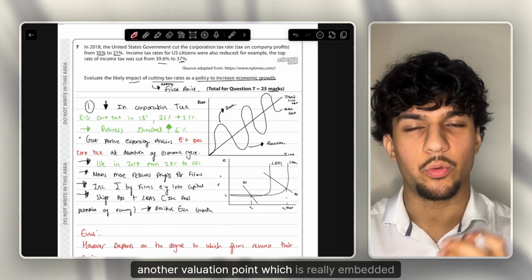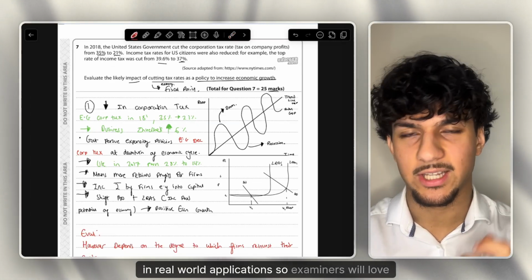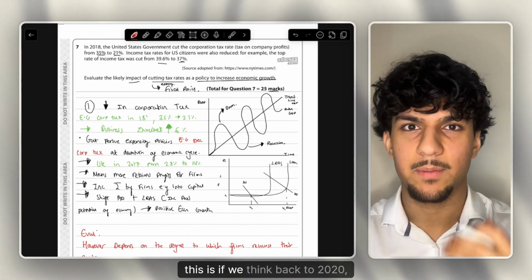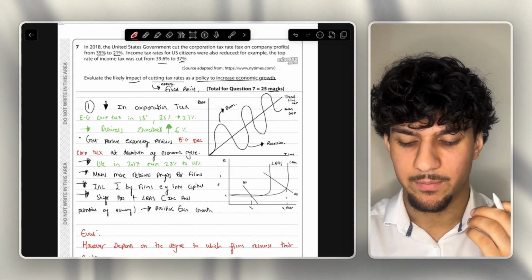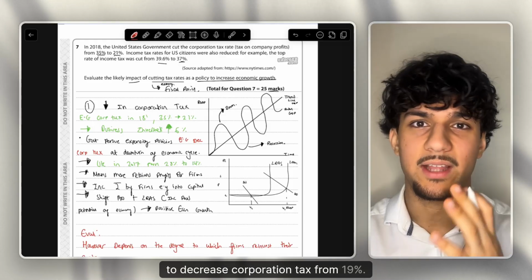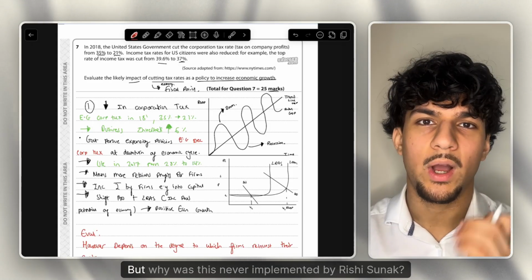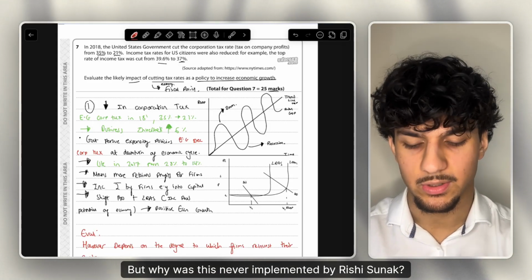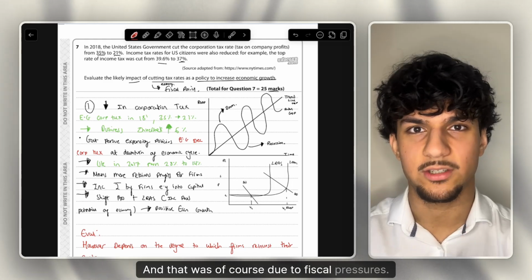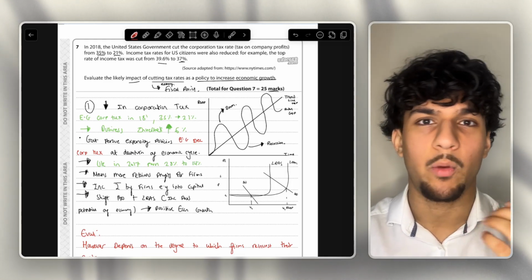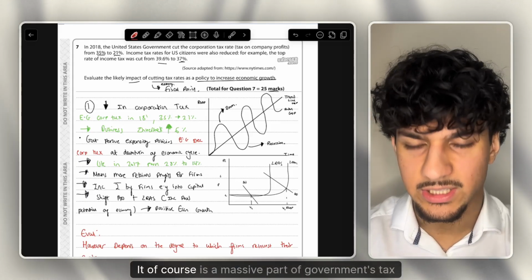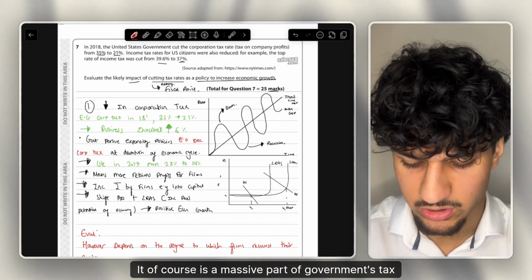Another evaluation point, which is really embedded in real world applications, so examiners will love this, is, if we think back to 2020, the plan was originally, before everything hit, to decrease corporation tax from 19 to 17%. But why was this never implemented by Rishi Sunak? And that was, of course, due to fiscal pressures. As if we think about decreasing corporation tax, what does it do for the government? It, of course, is a massive part of government's tax revenue.